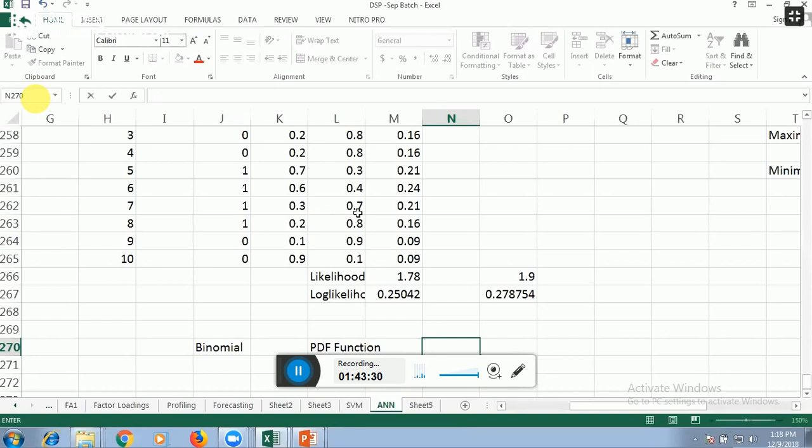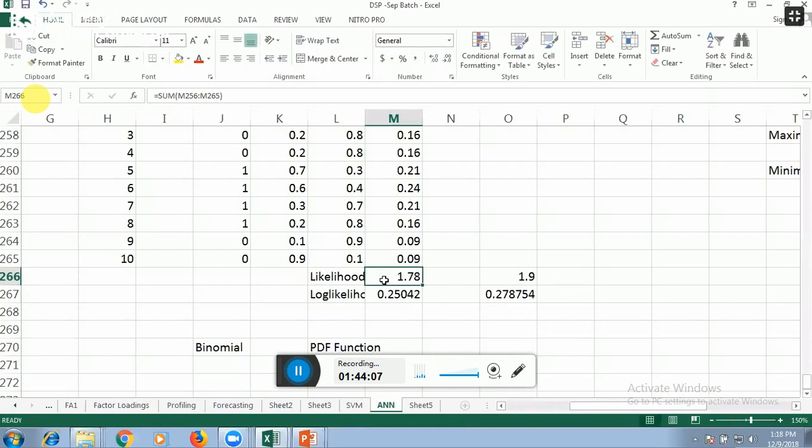Anyway, it doesn't matter if you don't remember. This is the binomial distribution: P power X multiplied with 1 minus P power the total number of observations minus X. So basically, at the end of the day, this is based on the probability density function. Based on the probability density function, your likelihood will be calculated.